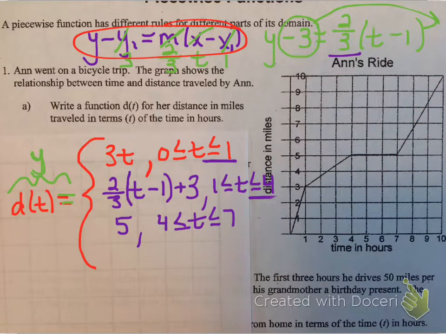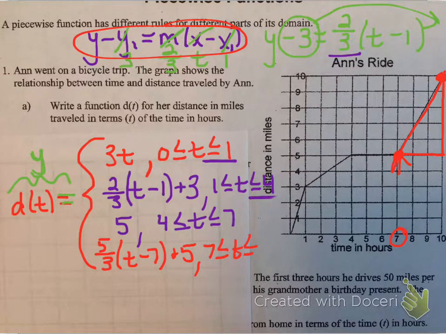And that section has a slope of 5/3. You're running 3 when you're rising 5. And then you can use any point on that graph. You could use this one, you could use this one. I tend to just stick with the first point on that section. So my slope is 5/3. And if I use this first point right here, it's at time 7, so t minus 7, and then plus 5. And that section of the graph exists between time 7 and time 10. So there's how you would write the piecewise equation.